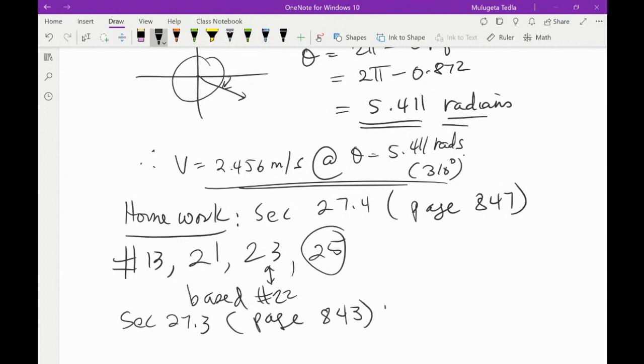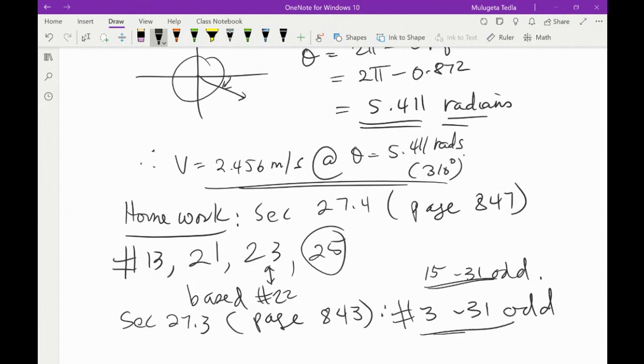But section 27.3, page 843, you can try numbers up to, we did up to question number 30. So do up to 31 odd. Actually, from 21 up to 31 odd are very important. You do them. Even from the 15, actually. These are important, they get harder. If you cannot finish them all because there are too many, this one I want you to make sure you do.